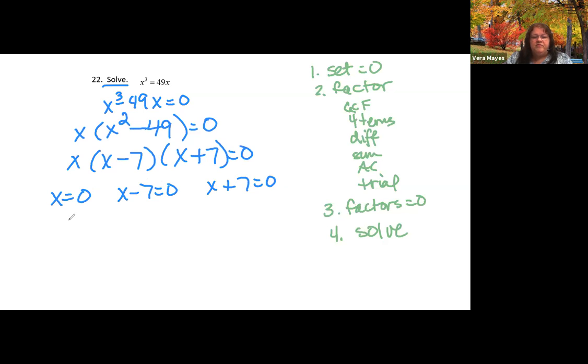Step 4 says solve them. So this one's done. This one gives me a 7. This one gives me a negative 7. It was a cube, so I was looking for potentially 3 answers, and I found 3 unique answers.